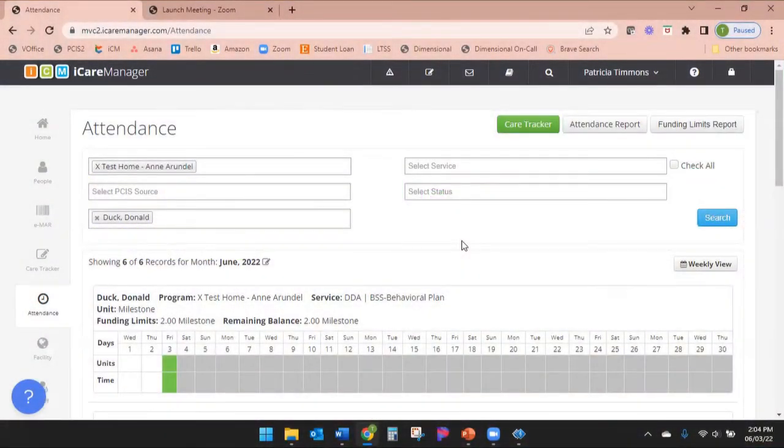What calendars can you expect to see? The attendance calendars that you'll see for someone in services depends on which services they were approved for in their person-centered plan. So our test guy, Donald Duck, he has several attendance calendars listed for behavior services. So Donald Duck has a behavior plan. And if anybody in your home has a behavior plan, you may see these types of calendars in their attendance.